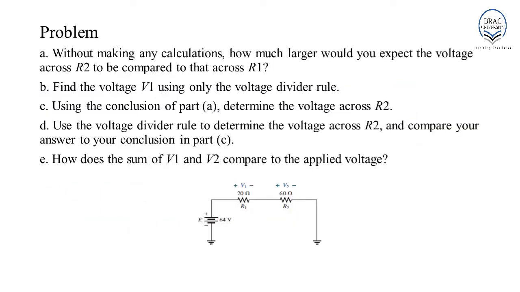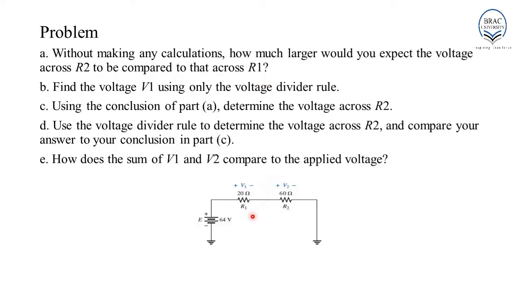Example. These questions are based on this given circuit over here. We can see that there is one supply, our voltage source, which is providing a voltage E equals 64 volts, and there are two loads R1 and R2. R1 has a resistance of 20 ohm and R2 has a resistance of 60 ohm. And the polarity of V1 and V2 are given. Now, the question says, without making any calculations, how much larger would you expect the voltage across R2 to be compared to that across R1?